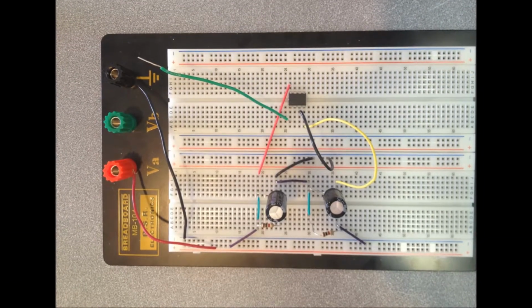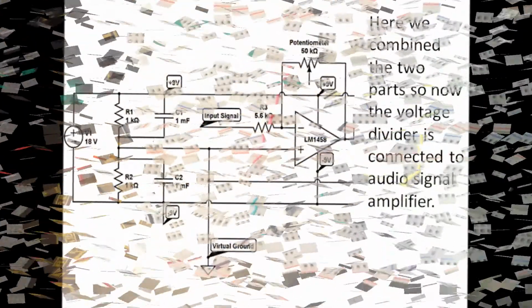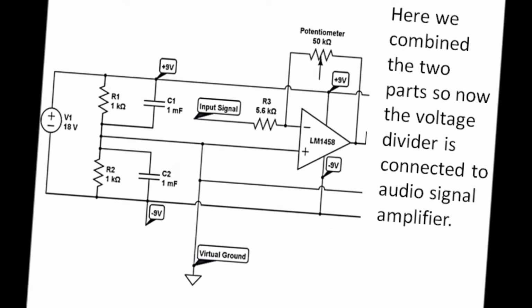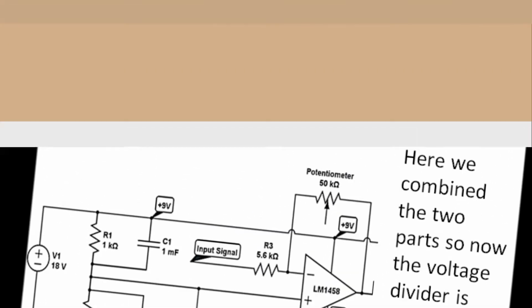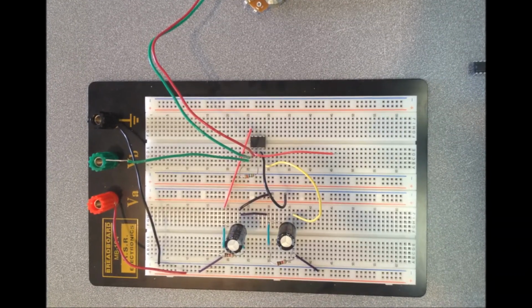In this picture, we have the LM1458 op amp placed onto the breadboard. Next, you need to wire the op amp according to the schematic. From your voltage divider, you should have the positive supply going into pin 8 and the negative supply into pin 4. You'll also need to wire the resistor, input, and potentiometer into the op amp.